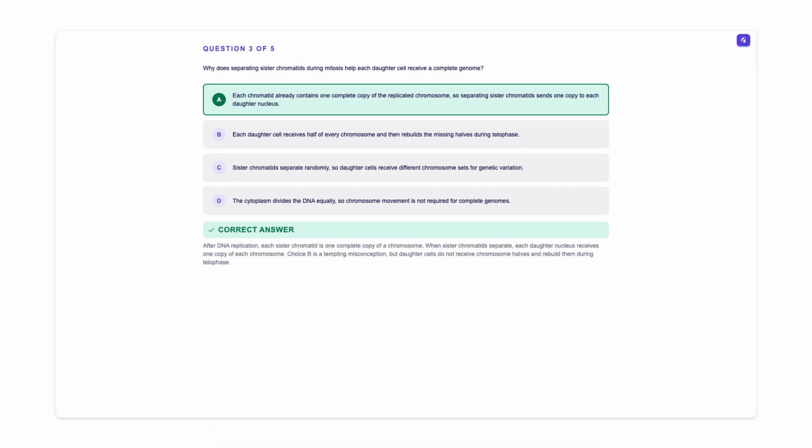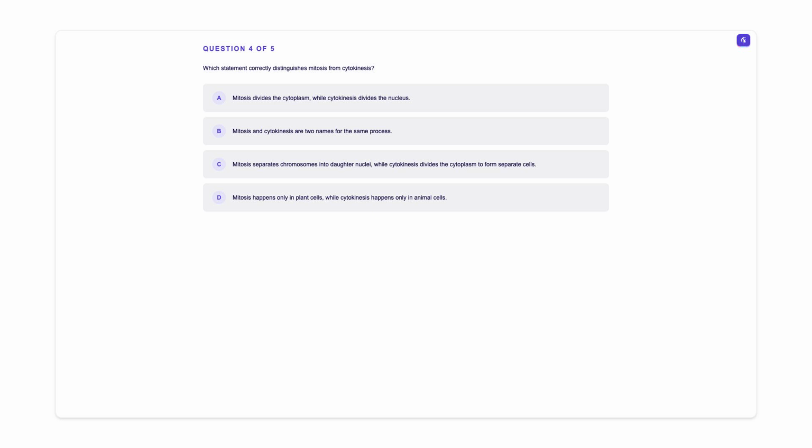After DNA replication, each sister chromatid is one complete copy of a chromosome. When sister chromatids separate, each daughter nucleus receives one copy of each chromosome. Choice B is a tempting misconception, but daughter cells do not receive chromosome halves and rebuild them during telophase. Which statement correctly distinguishes mitosis from cytokinesis?